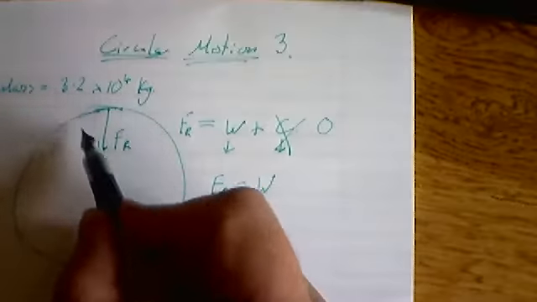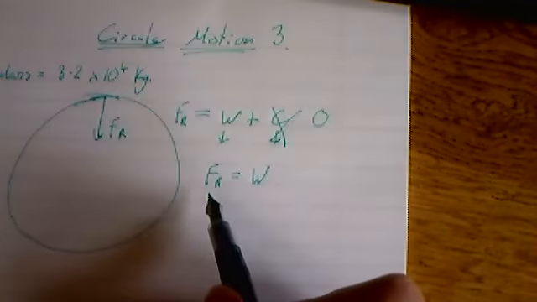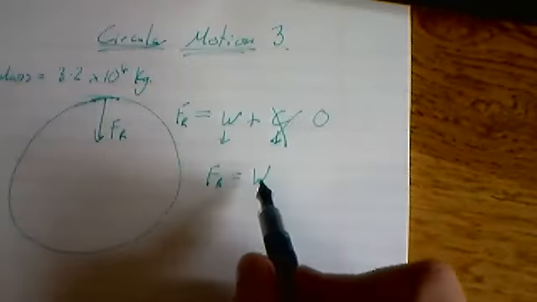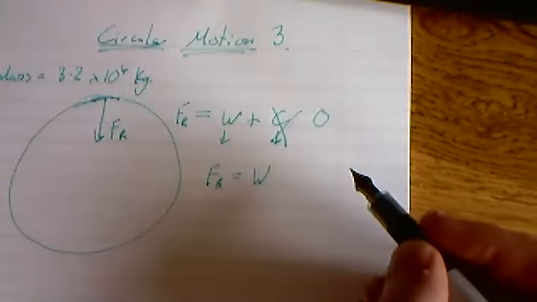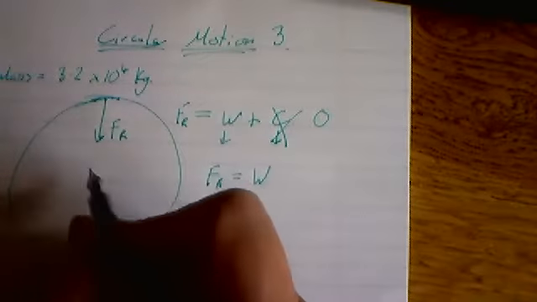The pilot is going to feel weightless when the centripetal force that is causing that pilot inside the plane to loop the loop equals the weight of the pilot, and that's going to happen at the top of the loop. Okay, then it gives us some more information.